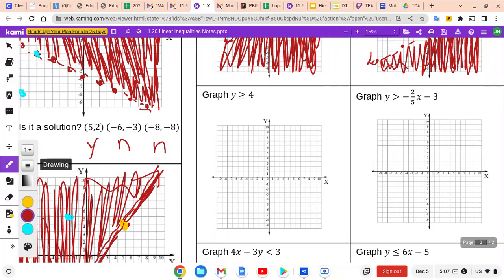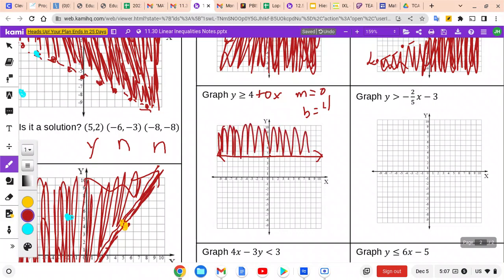All right, so then the next one, there's an invisible plus 0x. And this is a horizontal line. If the slope is 0, it's a horizontal line. And it's solid. And, of course, it's greater than.